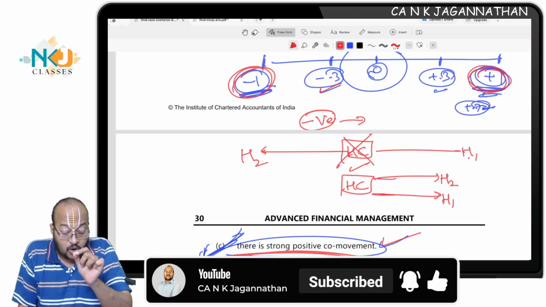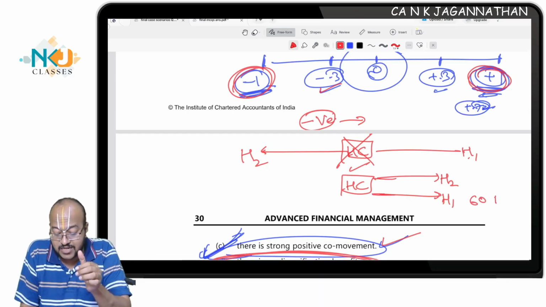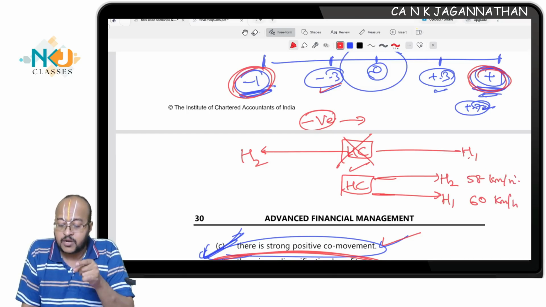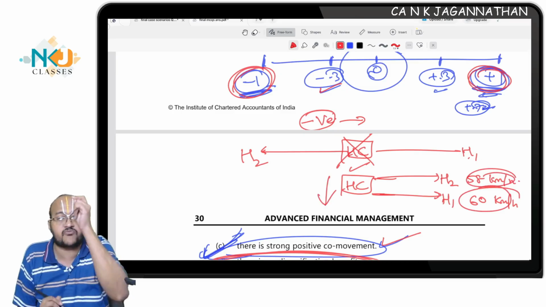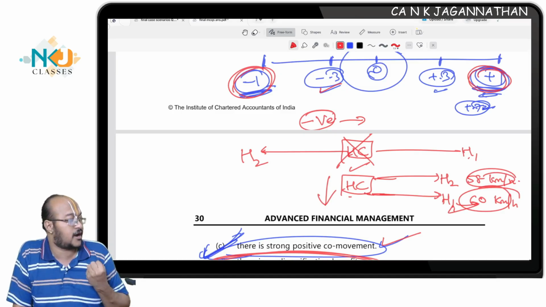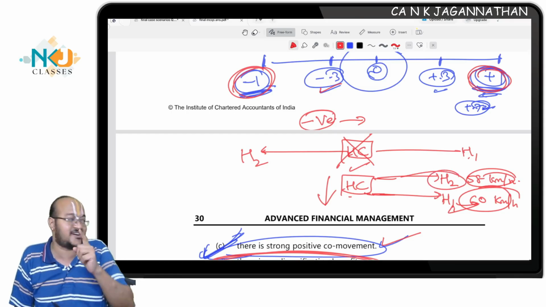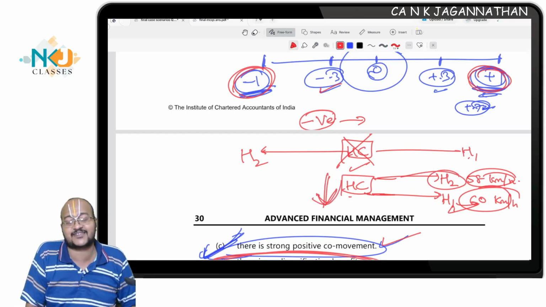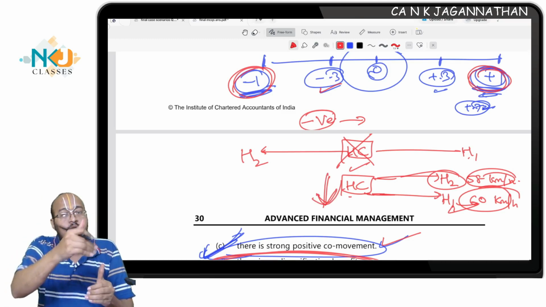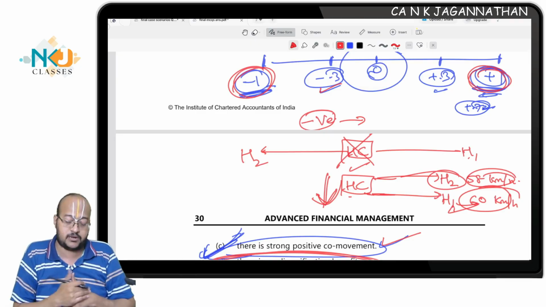Now, very simple. Horse 1 is running at 60 km per hour and horse 2 is running at 58 km per hour. Still, the speed of the cart will reduce because the powerful horse not only has to pull the cart but also has to pull the weak horse. Are you all understanding? This is a classic example to show that till the point of +1 correlation, risk reduction will surely happen.